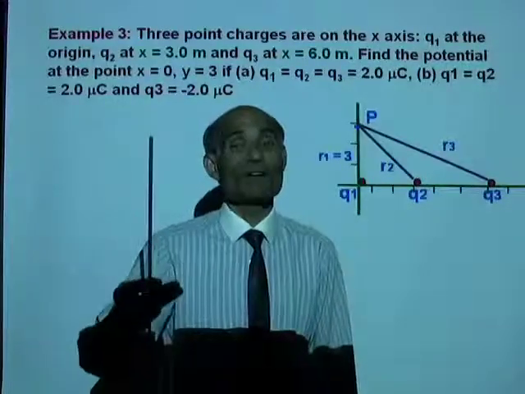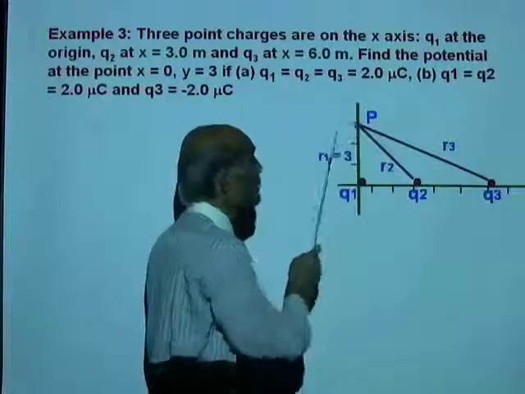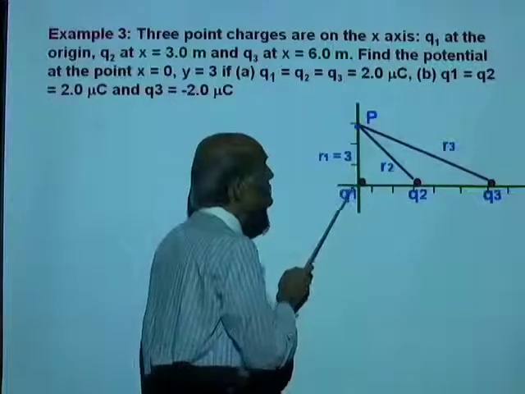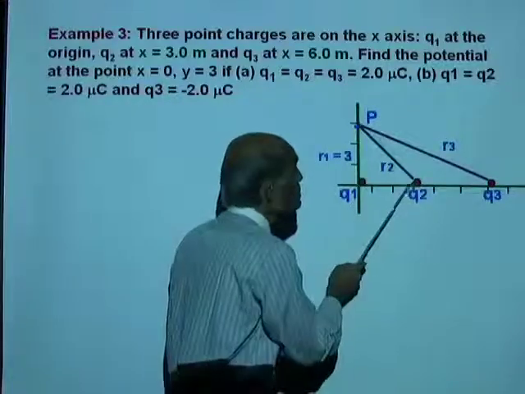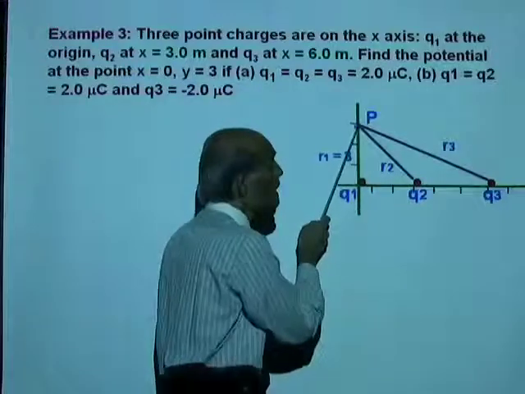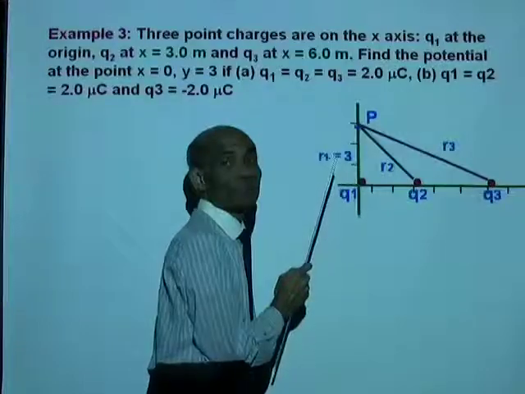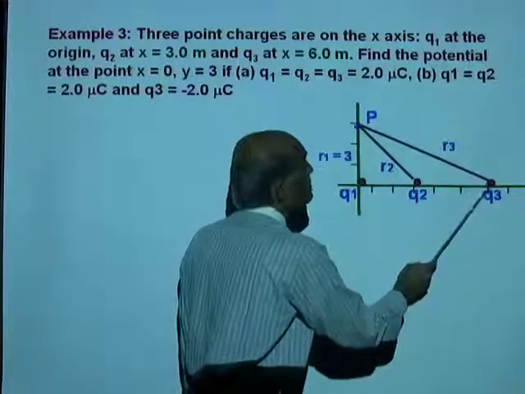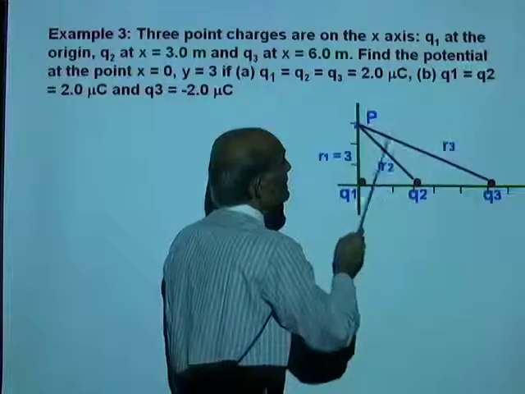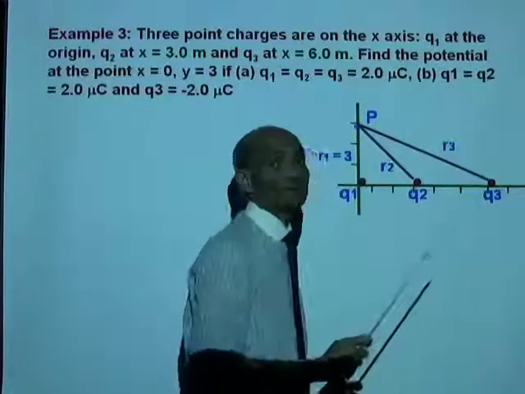KQ over R. That means we need to figure out the distance between the charge and the point. Well, the distance between Q1 and P is 3 meters. What is the distance between Q2 and P? It is this. That will be square root of 3 squared plus 3 squared. Alright? And the distance between Q3 and P will be R3. What will that be? It will be square root of 3 squared plus 6 squared.